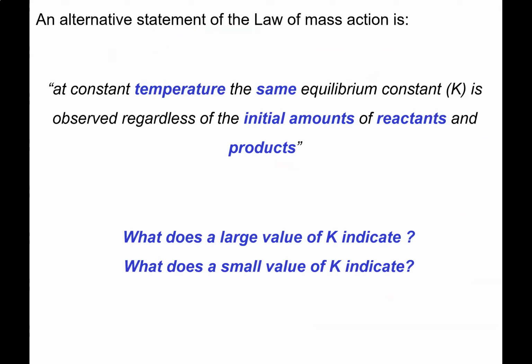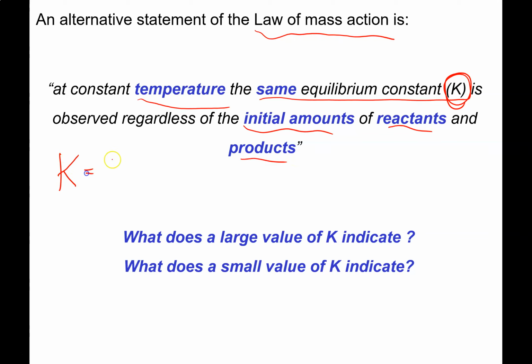So this helps us express the law of mass action in a more useful manner. At constant temperature, we can say the same equilibrium constant K is observed regardless of the initial amounts of reactants and products. So you'll see, however we express K, it is always a measure of the concentration of our products divided by the concentrations of our reactants, or the partial pressures of our products over the partial pressure of our reactants.